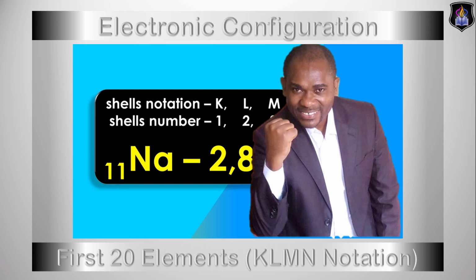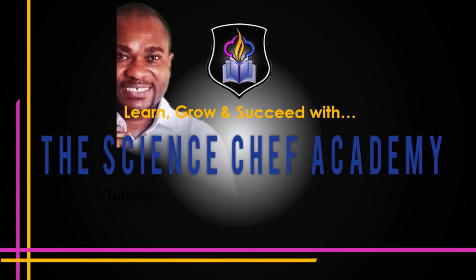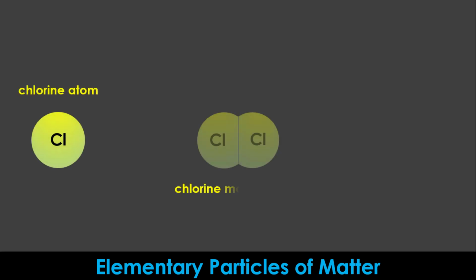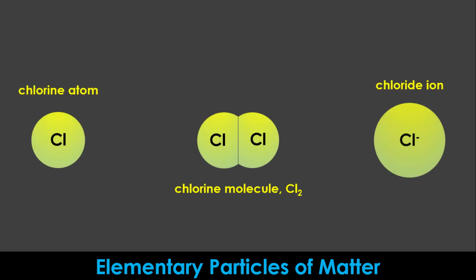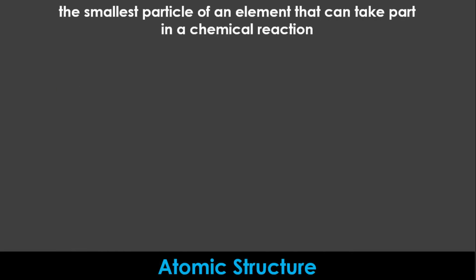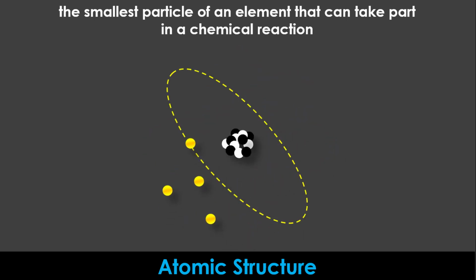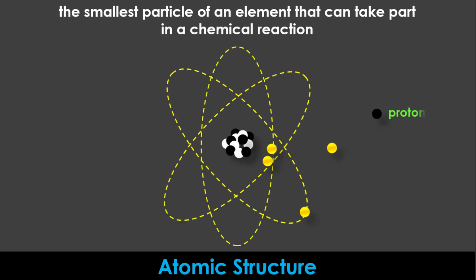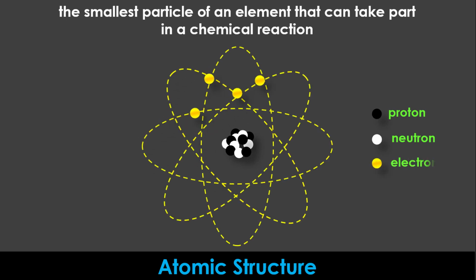In this video, we're learning about electronic configuration and its relationship with the periodic table. Matter exists in three particulate natures: atoms, molecules, and ions. An atom is the smallest particle of an element that can take part in a chemical reaction. It is made up of three subatomic particles: protons, neutrons, and electrons.